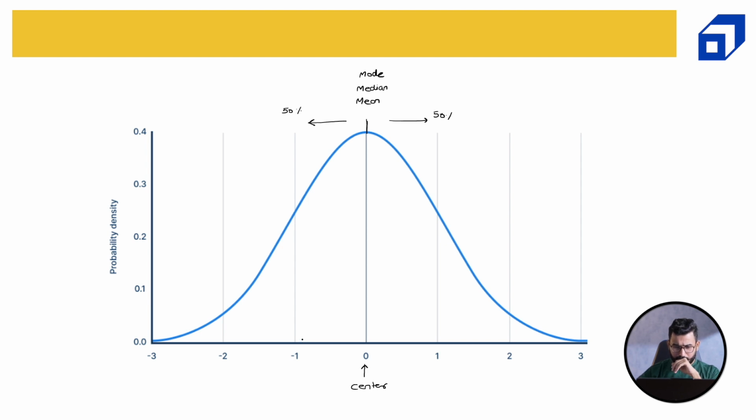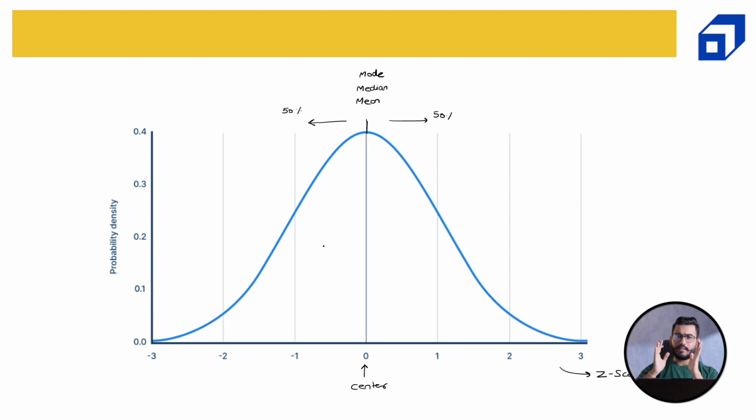Now, the numbers you see on the x-axis are known as the z-scale. We will talk more about it. Don't worry, I will explain everything. What is the z-scale, how we got these numbers, don't worry. As of now, just try to understand what a standard normal distribution is.